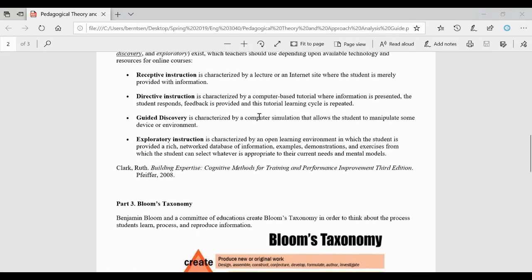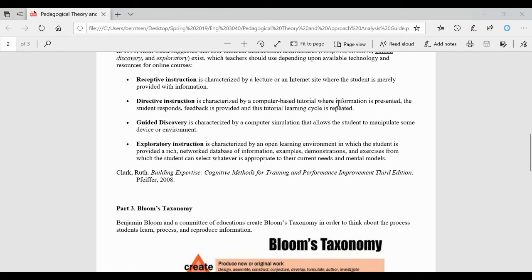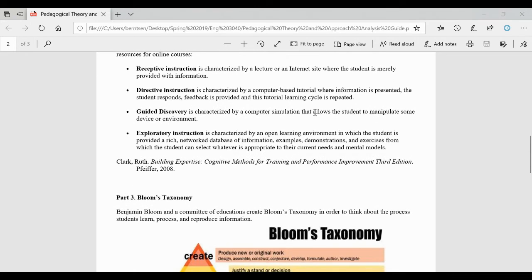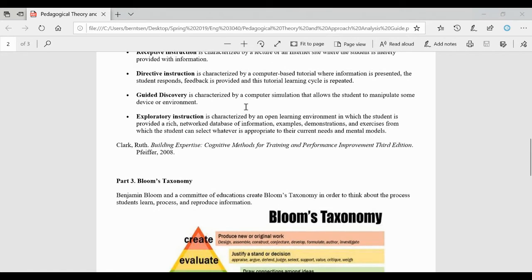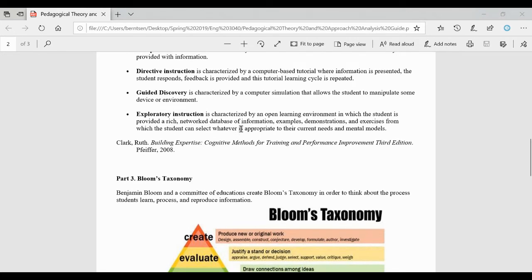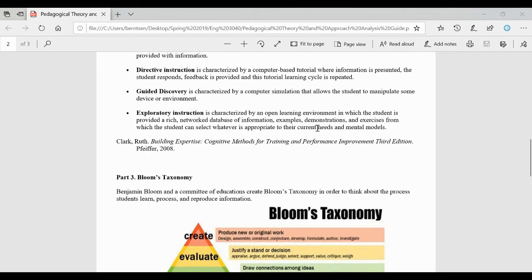Directive instruction is characterized by a computer-based tutorial where information is presented, the student responds, and feedback is provided. And then guided discovery is, of course, some kind of computer simulation or so forth, right? That allows students to manipulate some of the device or the environment. And then exploratory instruction is characterized by an open learning environment in which the student is provided a rich network database of information, examples, demonstrations, exercises, and so forth, right? Which students, of course, select whatever is appropriate to their current needs.